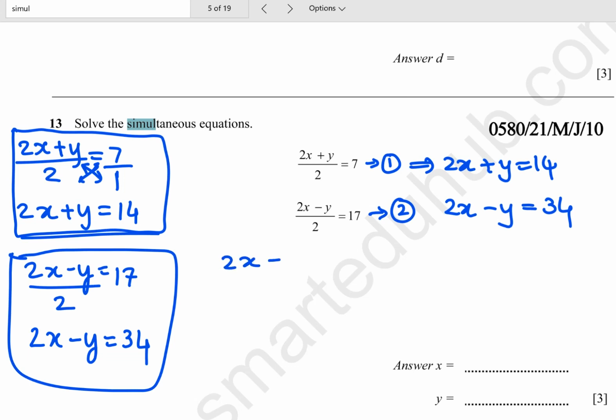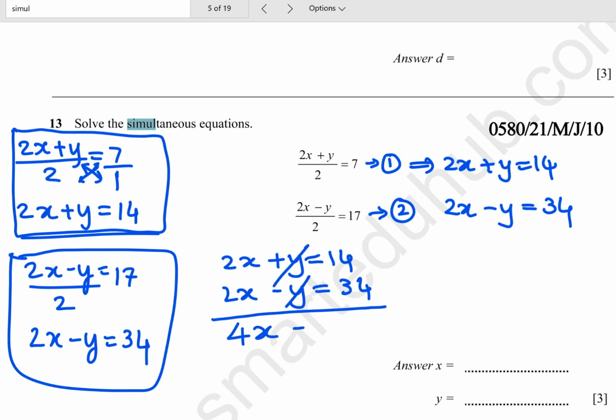So you have 2x plus y equals 14 and 2x minus y equals 34. Also you have plus y and minus y, so you don't have to change the signs either, just simply add them. So you have 2x plus 2x is 4x. 4x is equal to 34 plus 14, which is 48. So your x is 48 divided by 4, which is 12.